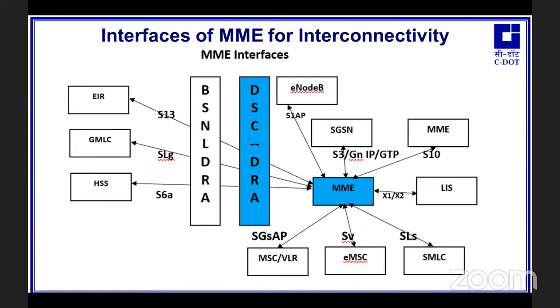Now the SLS interface, that is basically to the ESMLC of BSNL for LBS, location based services, for finding out the user location basically. So the coordinates are required. Yes, in the North Zone we are using the same ESMLC which BSNL is using nowadays. ESMLC is not part of our solution. We are using the existing one.